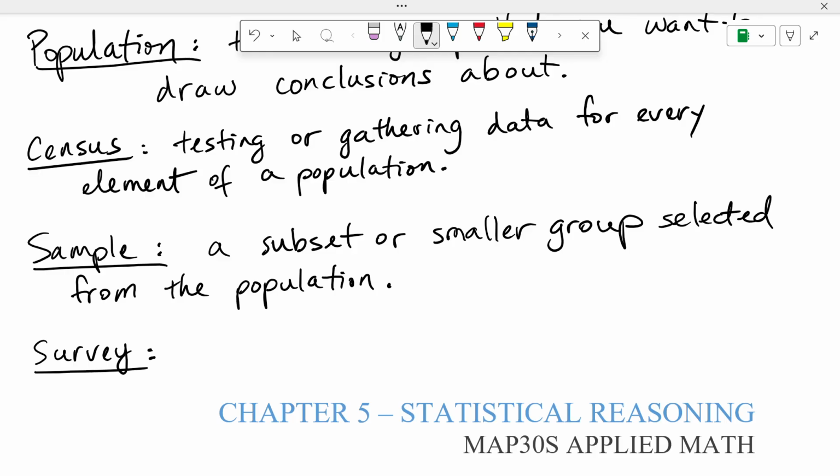So that is, again, gathering data, I should say from here, not for, from my sample.